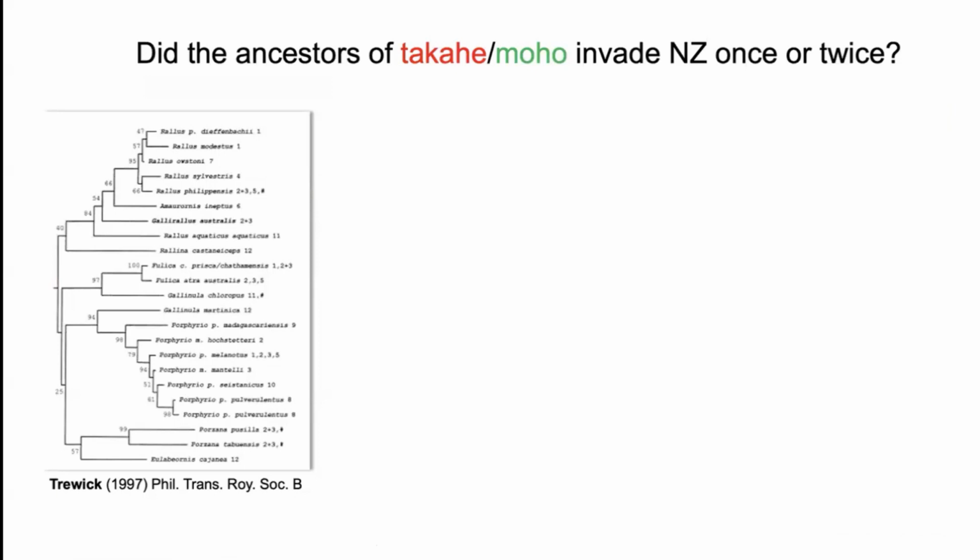So most of the work we're focused on is Brobdingnagian giants, but what about some of the other smaller species? So there's been this big debate around when the ancestors of takahe, in red, and moho, in green, arrived in New Zealand. And it's always been thought, even right up until the past couple of years, that because takahe in red and moho in green aren't each other's closest relatives in this whakapapa, and Porphyrio melanotus, that's your pukeko, is between them, that it was two invasions into New Zealand.